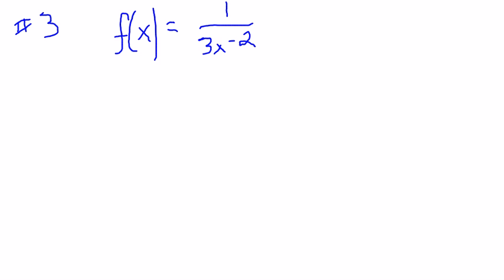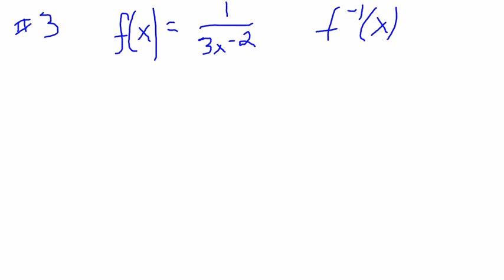I just did number 2 from the study guide. Now I'm going to do number 3. Number 3 says that f of x is equal to 1 over 3x minus 2, and it asks for f inverse of x.